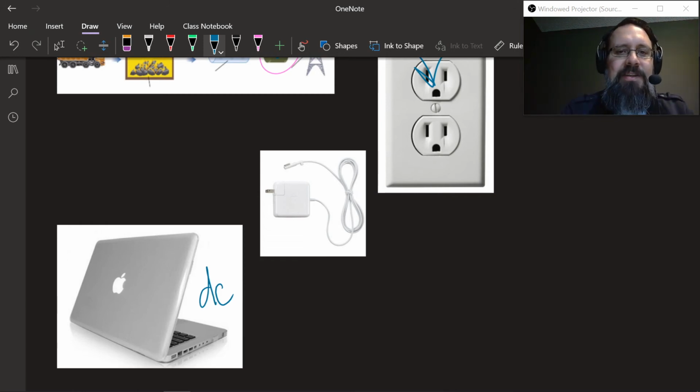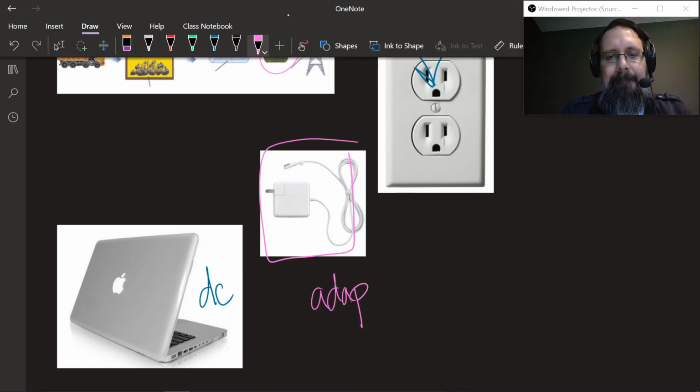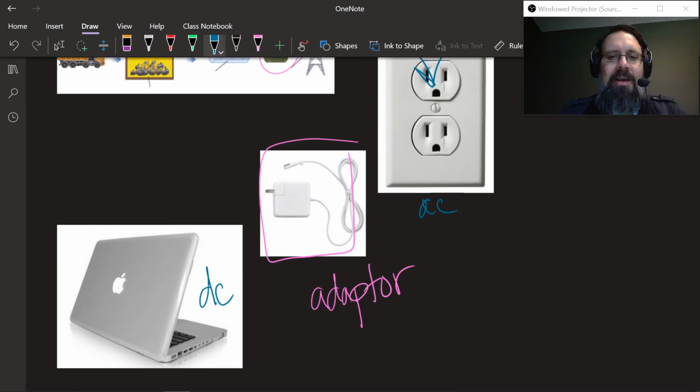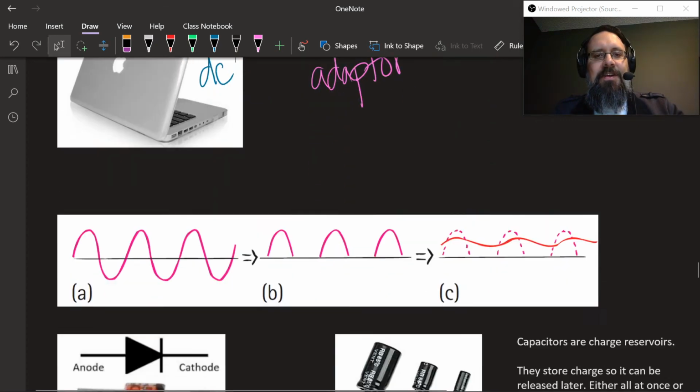So what you need is this device. It's called an adapter. And that adapter is going to take the AC from the wall and turn it into DC so that your laptop can run. So it's called an AC adapter, or a DC adapter. You have to plug it into the wall. So you're taking your AC alternating current in the wall and turning it into direct current that your device can use. So how do you do this?